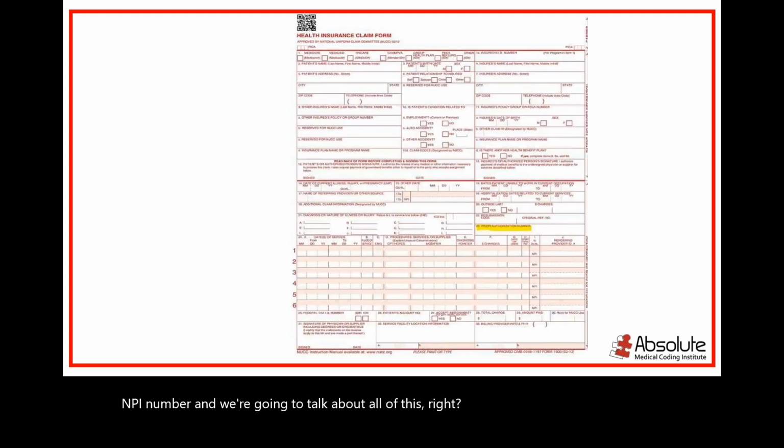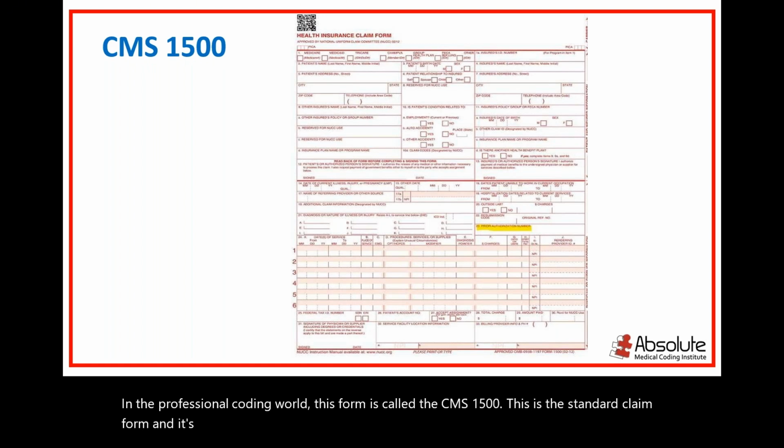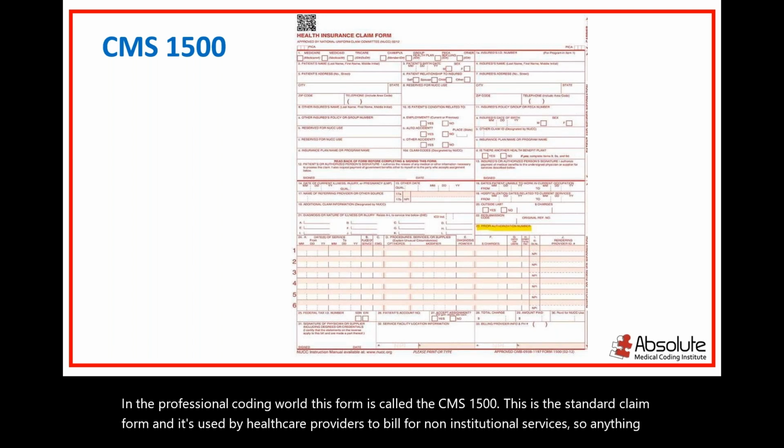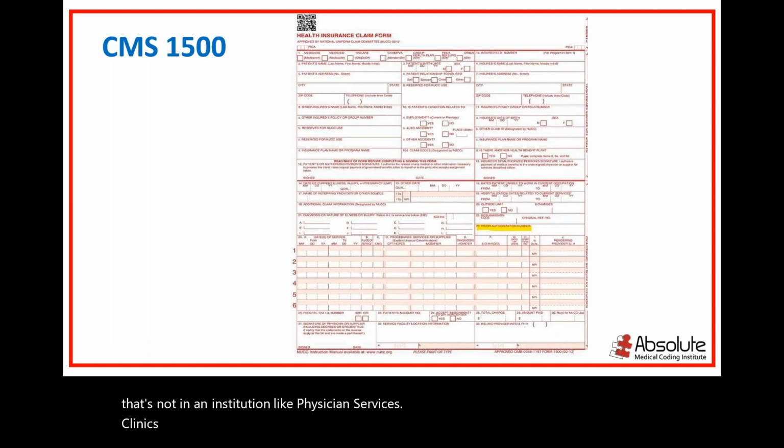Now, when you complete a claim, it's going to look like this. In the professional coding world, this form is called the CMS 1500. This is the standard claim form, and it's used by healthcare providers to bill for non-institutional services. So anything that's not in an institution, like physician services, clinics, therapists, etc. This is the form that you use.